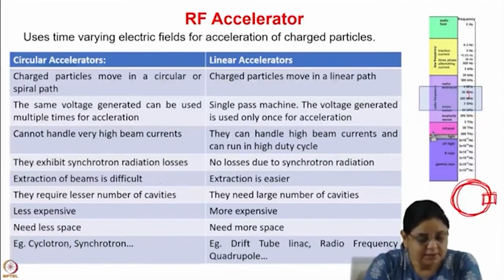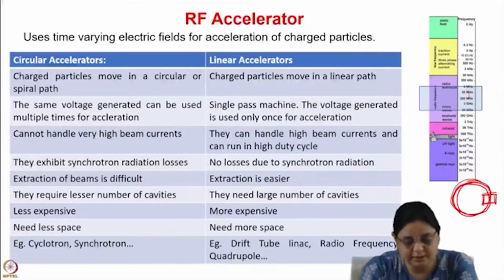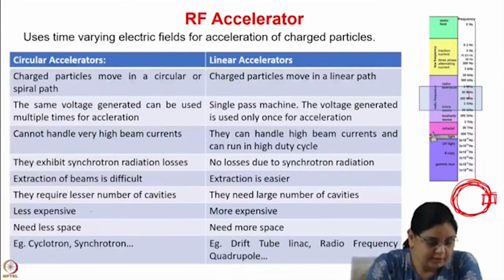In the circular accelerators, since charged particles are moving in a circular path, the extraction becomes difficult, whereas extraction is simpler in a linear accelerator. Circular accelerators require fewer cavities because you can use the same cavity again and again, whereas linear accelerators require a large number of cavities. So this makes linear accelerators expensive and they need more space, whereas circular accelerators are less expensive and need less space.